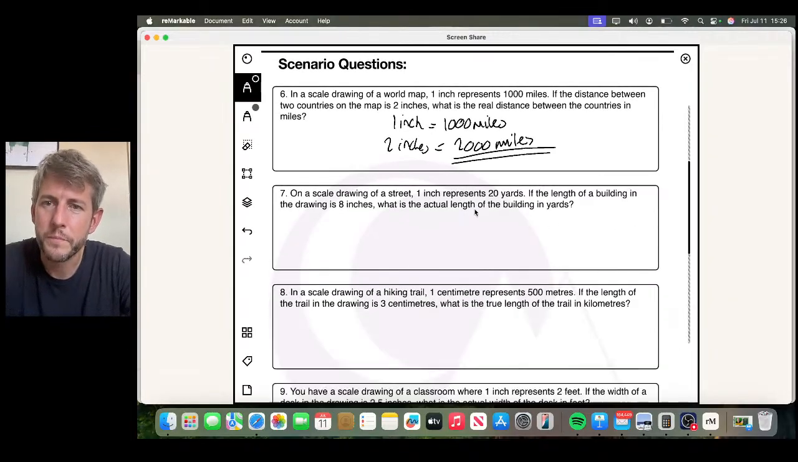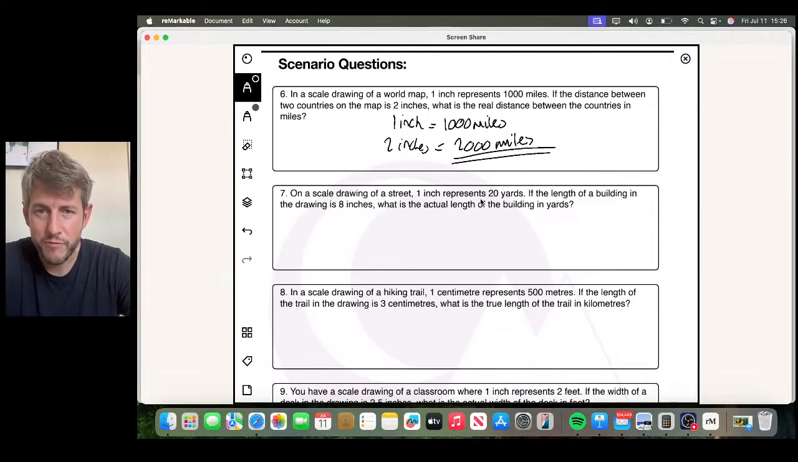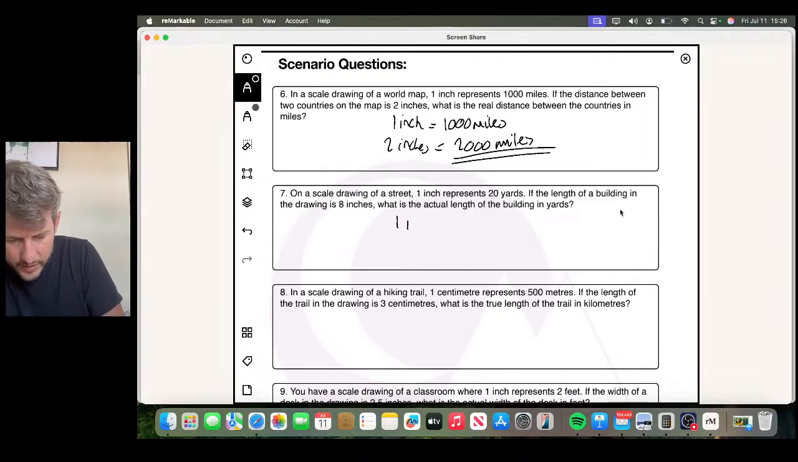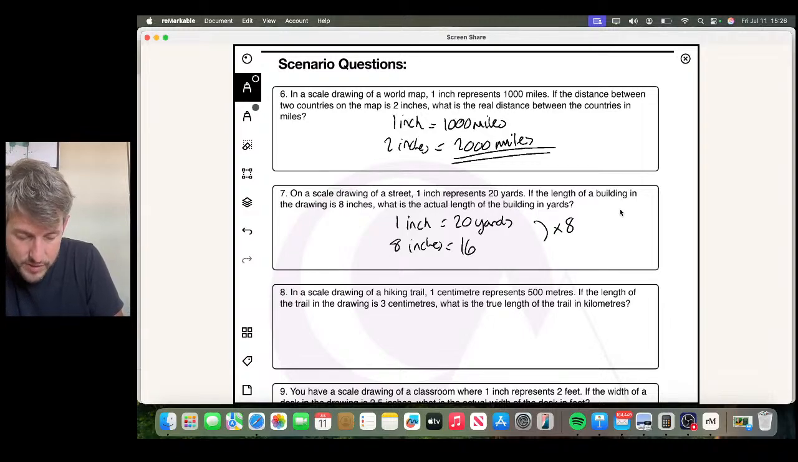Question 7. On a scale drawing of a street, 1 inch represents 20 yards. If the length of a building in the drawing is 8 inches, what is the actual length of the building in yards? Okay, so 1 inch equals 20 yards. 8 inches is this times 8, which would be 160 yards.